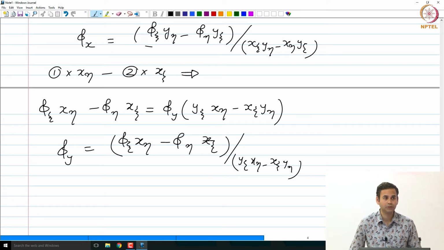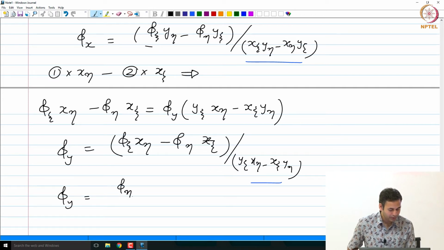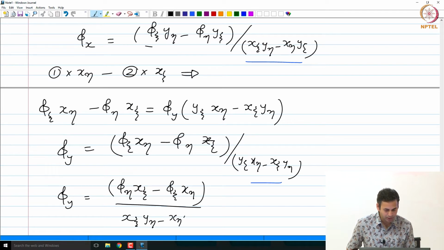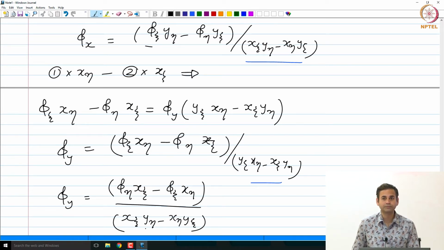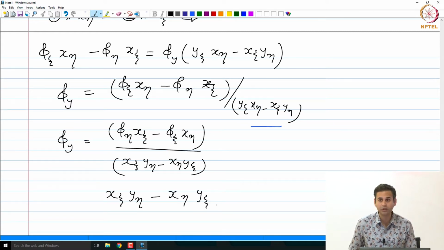Yeah, it's correct. Okay. So I want to rearrange this a little bit. I want to get the minus from the denominator to the top, because in the first equation we have x xi y eta, whereas this is kind of reversed. So I would rearrange this and write the numerator as phi eta x xi minus phi xi x eta upon, I would rewrite the denominator as x xi y eta minus x eta y xi, right? I just took a minus from the top. Then the denominator that we have here, x xi y eta minus x eta y xi, is the denominator in both of the expressions.